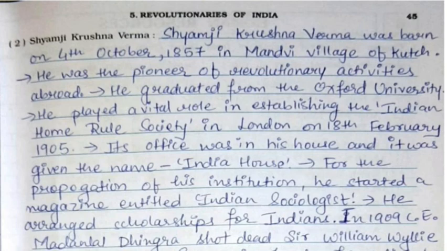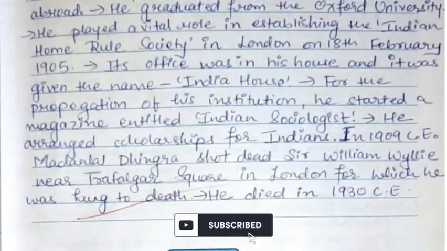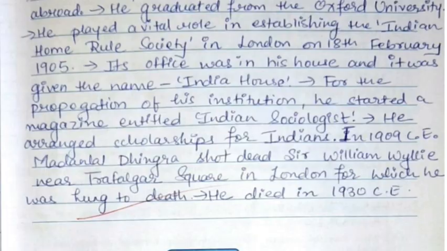He graduated from the Oxford University. He played a vital role in establishing the Indian Home Rule Society in London on 18 February 1905. Its office was in his house and it was given the name India House. For the propagation of his institution, he started a magazine entitled Indian Sociologist. He arranged scholarships for Indians. In 1909 CE, Madanlal Dhingra shot dead Sir William Wiley near Trafalgar Square in London, for which he was hung to death. He died in 1930 CE.